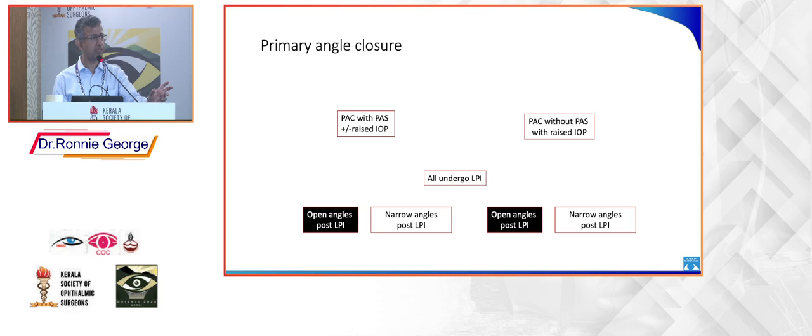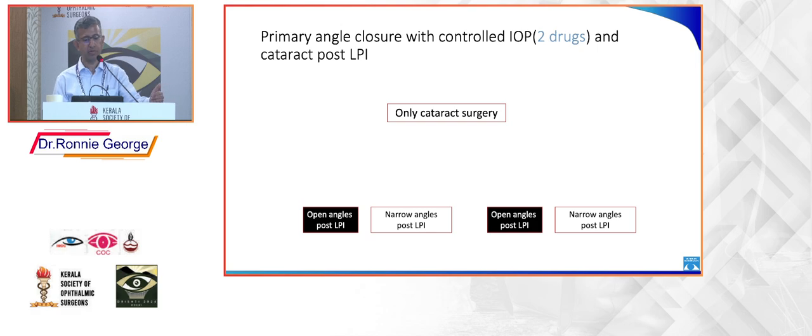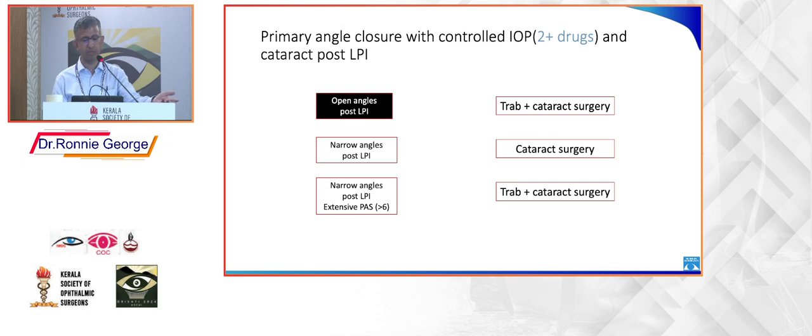So if you have open angles post-LPI, there's really no rationale to go in and take out the lens. You can probably manage with a trabeculectomy alone. But if you have open angles post-LPI and uncontrolled intraocular pressure in this situation, you would consider doing a trab and a cataract surgery, because that is what seems to work even in PSCG. What if you're controlled with intraocular pressure on 2 drugs? So if you have open angles post-LPI, I would consider only cataract surgery. If you have narrow angles post-LPI, again I would consider only cataract surgery if they are controlled on 2 drugs.